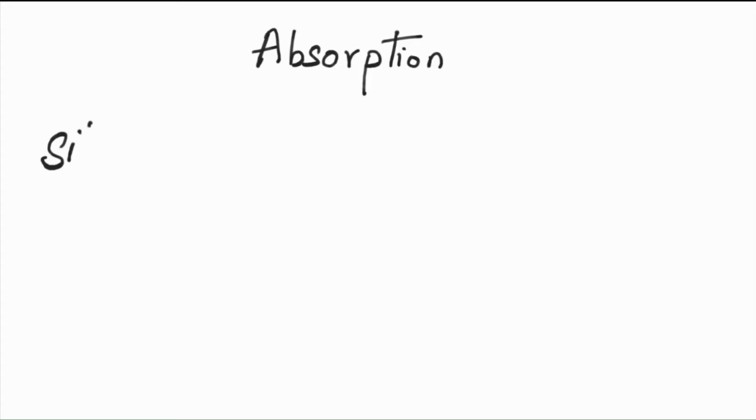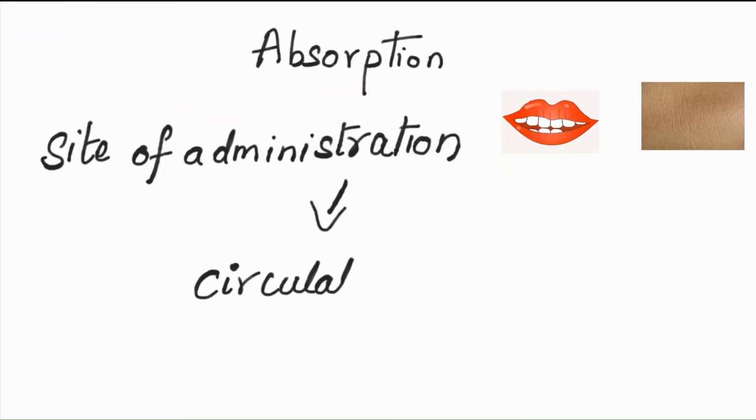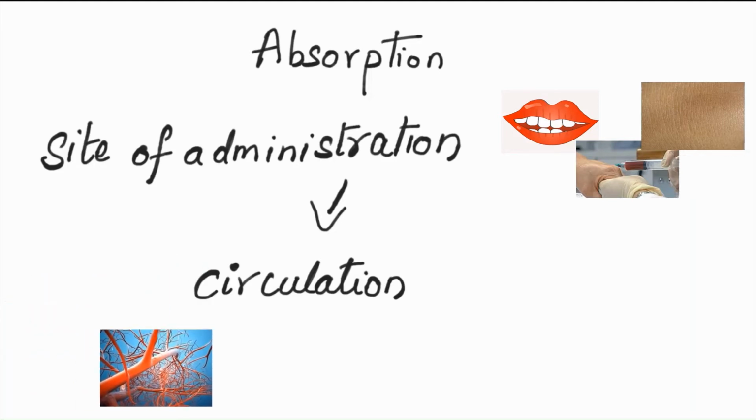Absorption is the movement of drug from the site of administration, which could be oral, topical by skin, eye drops, ear drops, and also intramuscular or intravenous modes of administration, into the systemic circulation. Your systemic circulation is basically the network of blood vessels which supplies blood to all parts of your body.